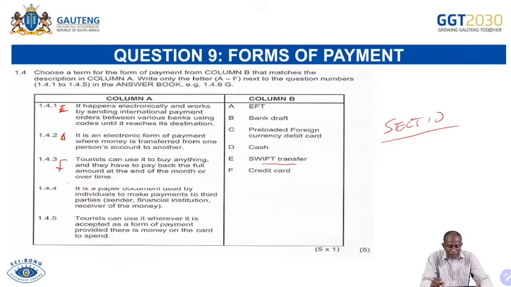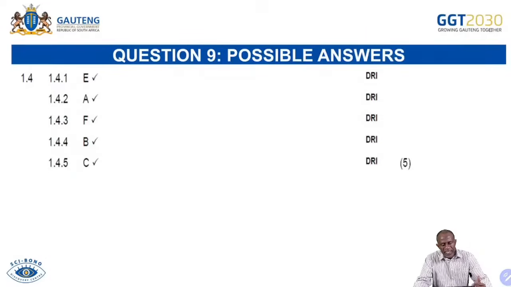And number 1.4.5, tourists can use it whenever it is accepted as the form of payment, provided there is money in the card, and that would be your preloaded foreign currency debit card. So here you'd have number D as cash and number C as the final answer. And it was asked in question 1, but normally it is placed in question 9.